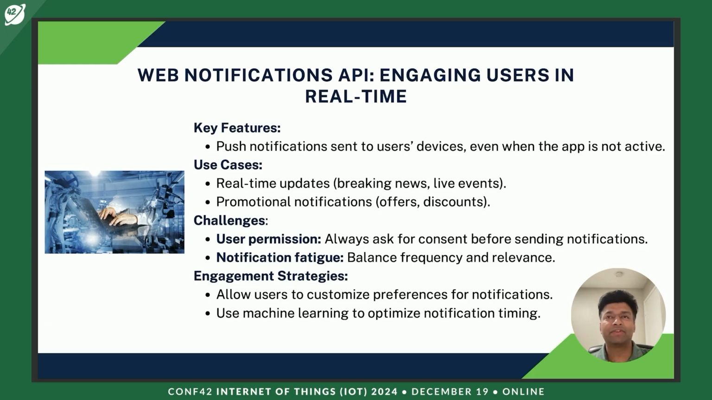Next up is the Web Notifications API, which is all about keeping users engaged. This API lets you send push notifications to users even when they are not on your site. For an e-commerce client, we implemented price drop alerts for wishlist items using this API. These personalized notifications drove a 25% increase in click-through rates and generated hundreds of thousands in revenue during the holiday season.